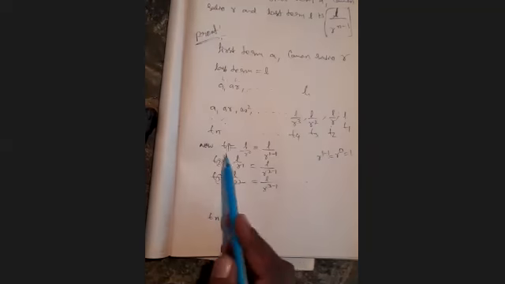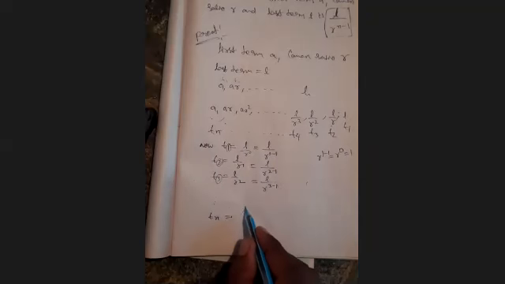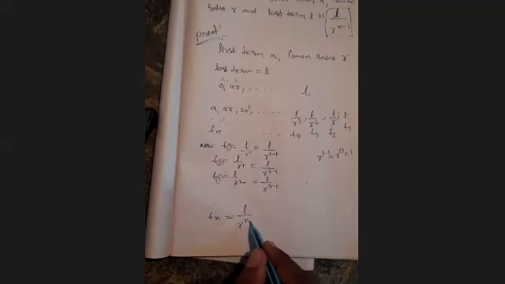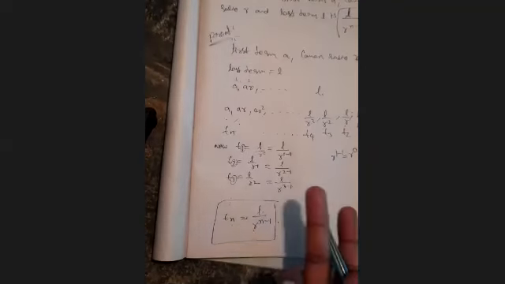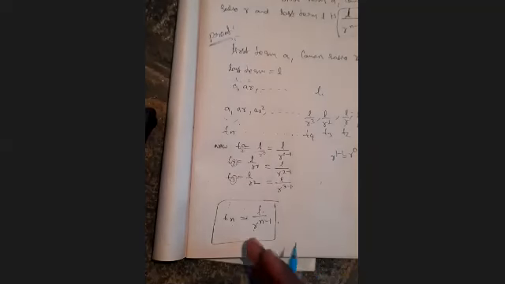If you write, see, for first one, 1 minus 1. For second one, 2 minus 1. For third one, 3 minus 1. For fourth one, 4 minus 1. For nth one, what you will get? L by R power n minus 1. Yeah, in this way we can find the nth term from the end onwards.